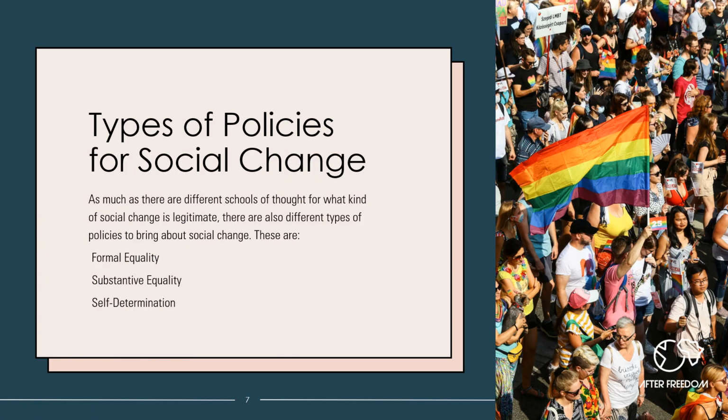All right. Now that we understand the different stances people can have on how to bring about social change, we need to have a small conversation around the types of policies for bringing about social change. And there are three main ones. There's formal equality, there's substantive equality, and there's self-determination.